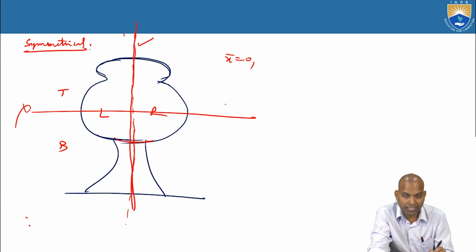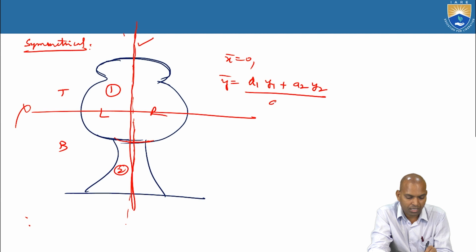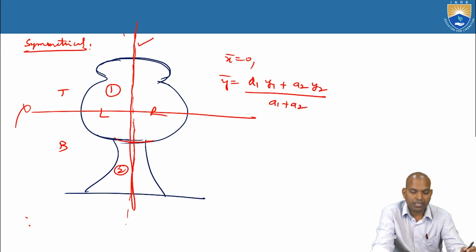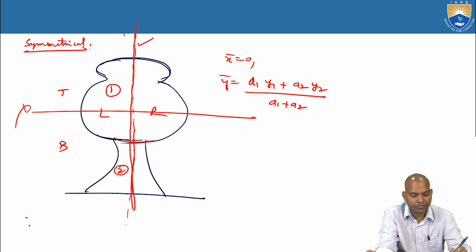And what is to be calculated? Bar y. What is bar y? If this is section 1 and this is section 2, there are two sections. So bar y equals A1 Y1 plus A2 Y2 by A1 plus A2. Here A1 and A2 are the areas of section 1 and section 2.